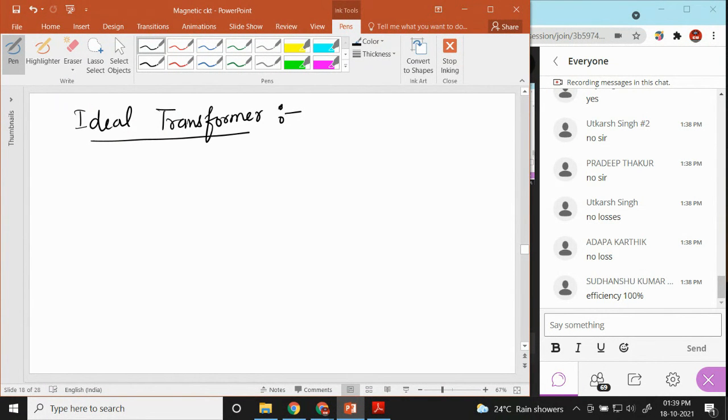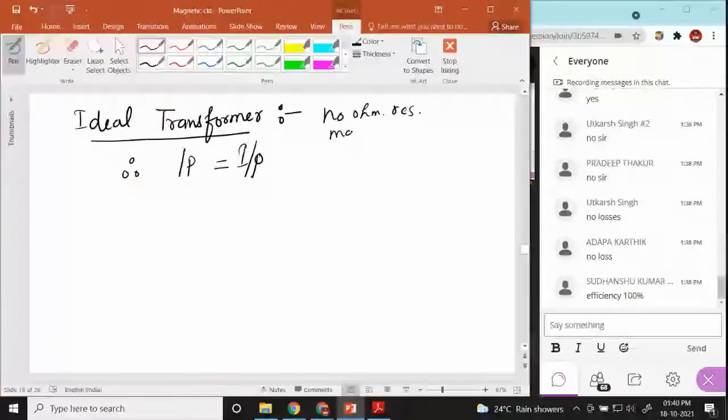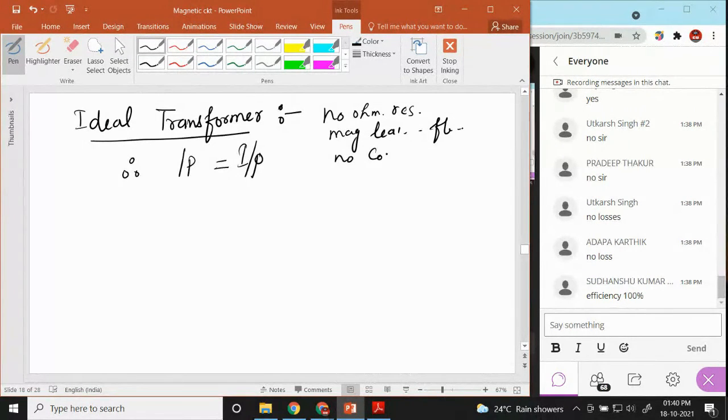There is no power loss, therefore output must be equal to the input. We can write directly that output should be equal to the input in an ideal transformer. There is no ohmic resistance, no magnetic leakage flux, no copper loss, no iron loss or core loss, no leakage. So your output should be equal to the input.